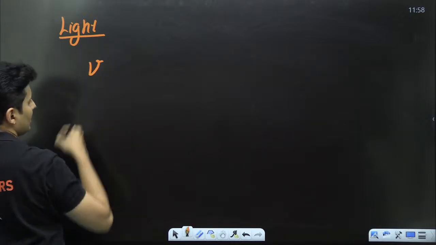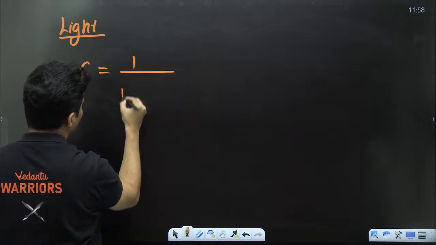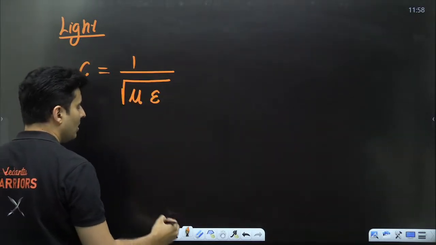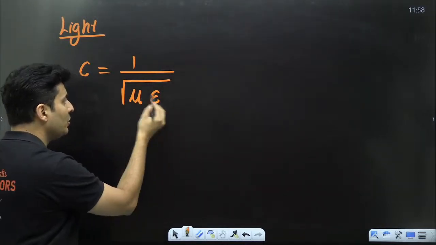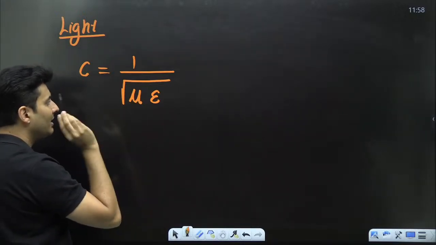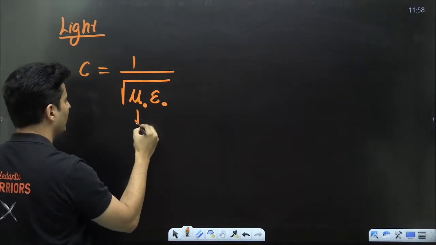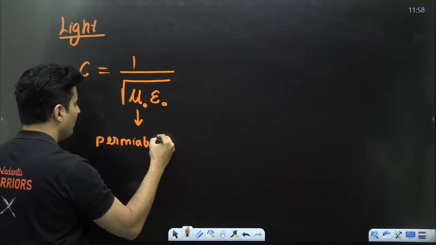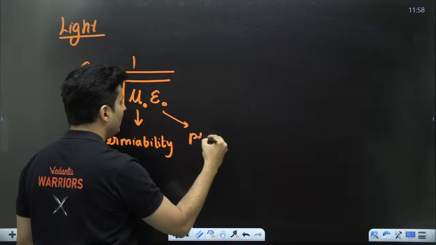Similarly, when you talk about light or electromagnetic wave, keep this in mind. The speed of light, actually given by the symbol C, is 1 by root of permeability and permittivity's product. If the medium changes, mu and epsilon will change. If you are talking about vacuum, then this will be mu naught, this will be epsilon naught. So this is your permeability, and this is nothing but permittivity.